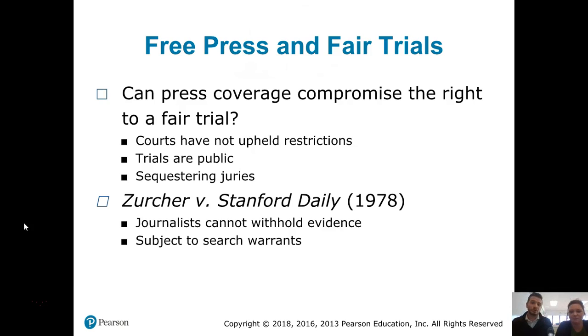Okay. So next up is free press and fair trials. So the question is, can press coverage compromise the right to a fair trial?